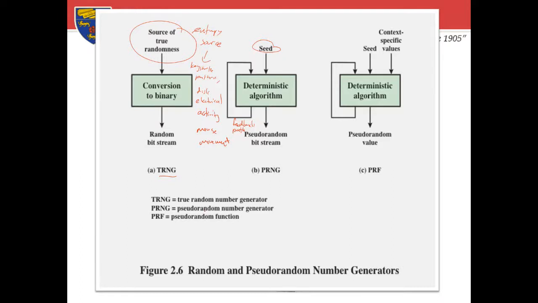And then of course you have a PRF, a pseudo-random function, used to produce a pseudo-random string, which is similar to the PRNG. A PRF also takes as input a seed plus some context-specific values such as user ID or application ID and so on. So it is just like a PRNG, but with additional inputs. We call those context-specific values.